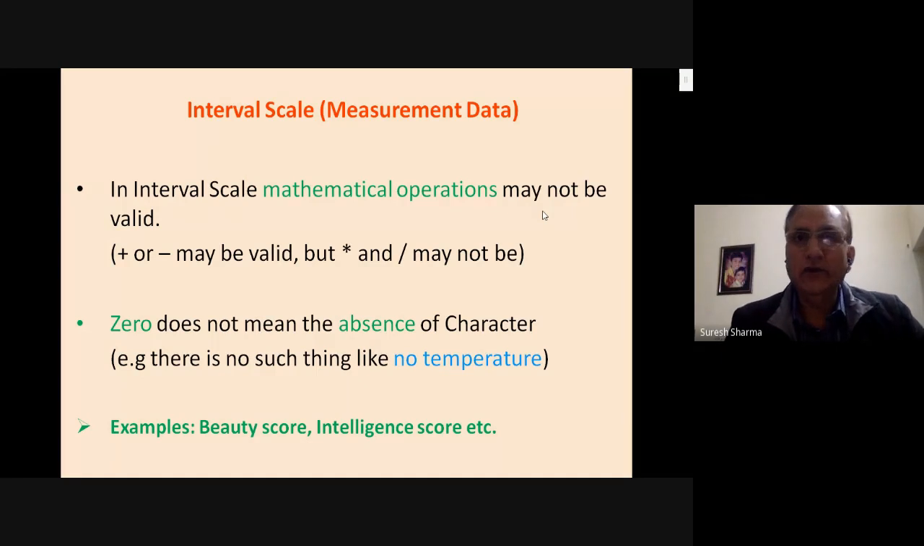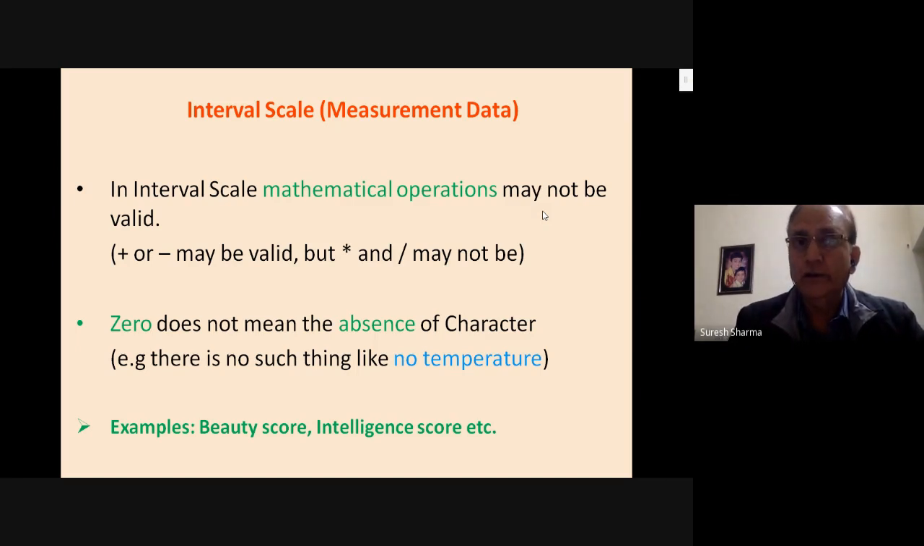But I cannot make a statement that the person whose score is 8 is 4 times as intelligent as the person whose score is 2. I cannot make such a statement. So in interval scale, some mathematical operations are not valid.